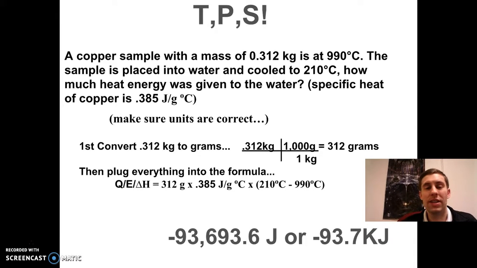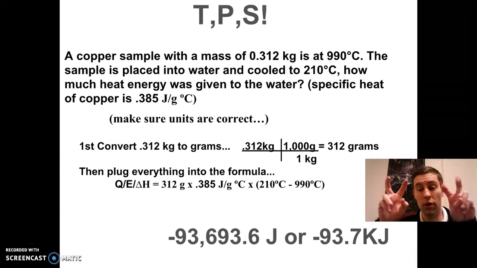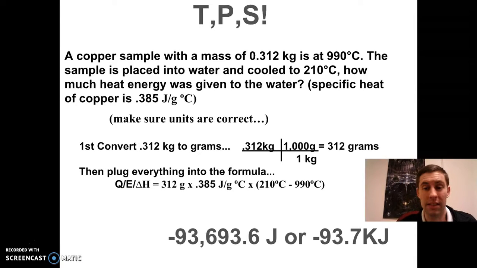negative 93,693.6 joules, or negative 93.7 kilojoules. Wait, negative? How can we have negative heat, negative energy? Well, can you lose heat? Can you lose energy? Yeah. It's just getting colder, which isn't a thing, but it's losing its heat.